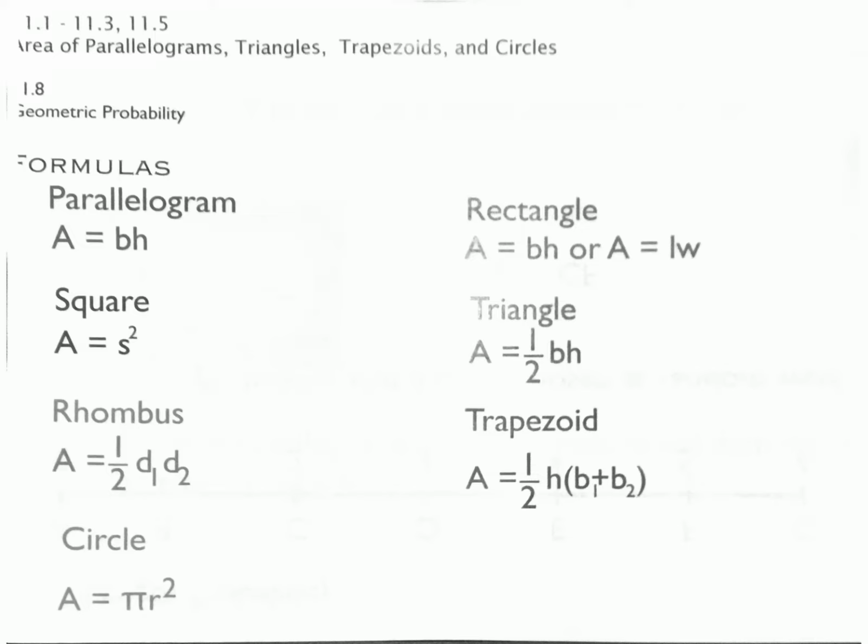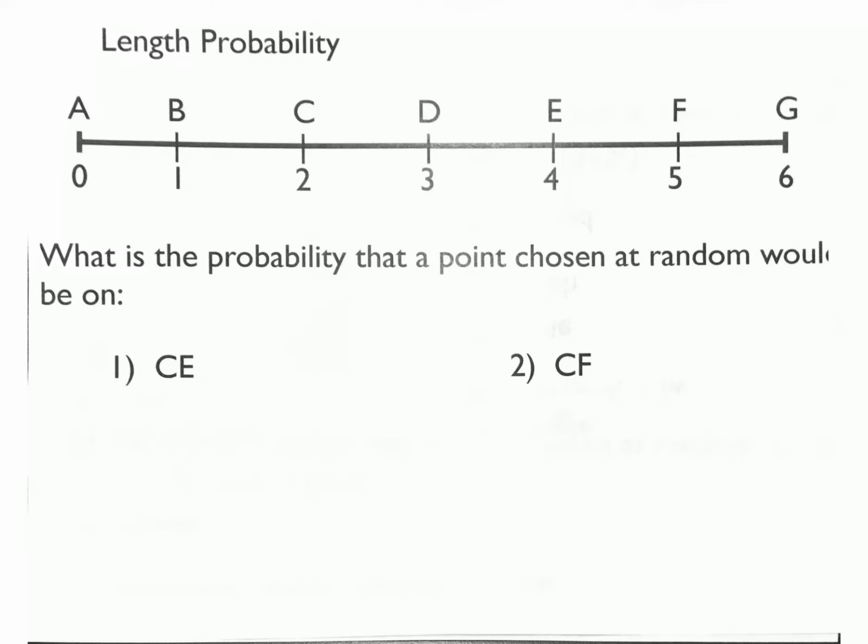For a circle, our area is pi r squared. And we're going to use a few of these formulas in order to figure out our geometric probability. So let's take a look at a simpler problem.